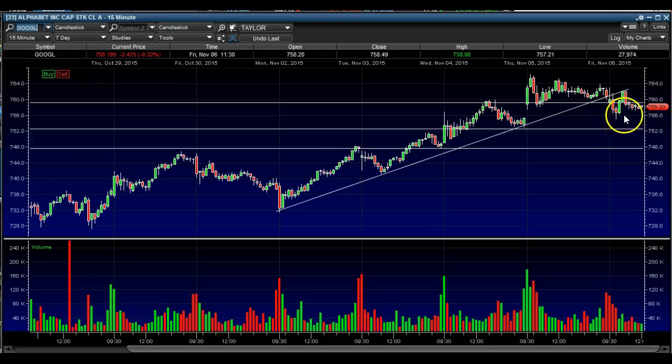We've got some support around 756. That's where it hammered off the lows this morning. Below that is really nice support at 752. If it gets down there, we could get a bounce from there. So that's the level I'm watching. Let's see if there's anything else I need to cover.